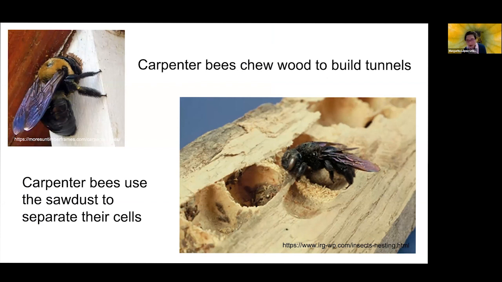Okay. But why are carpenter bees a problem? Why are we talking about IPM and carpenter bees? Well, carpenter bees build their nests in wood, and they do that by chewing wood to build tunnels that they will use to build their nest. Okay, so basically here we can see this is a carpenter bee opening, chewing the wood for the entrance of a nest. And here we can see what they do inside the nest. So as they start chewing the wood, they produce a lot of sawdust, and that's what they use to separate these different compartments inside the nest.